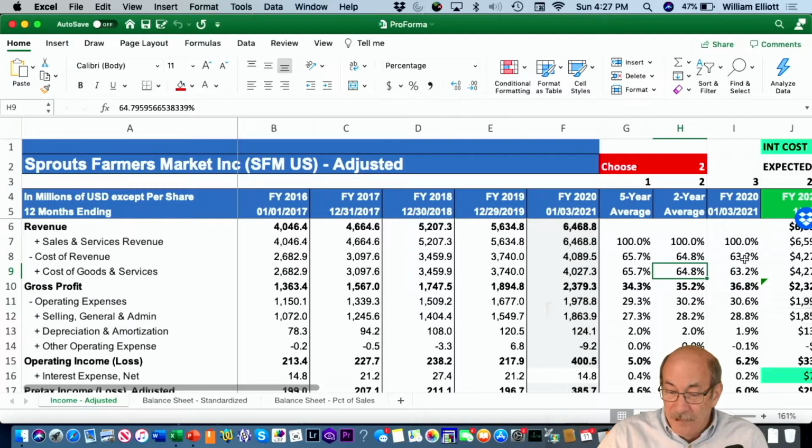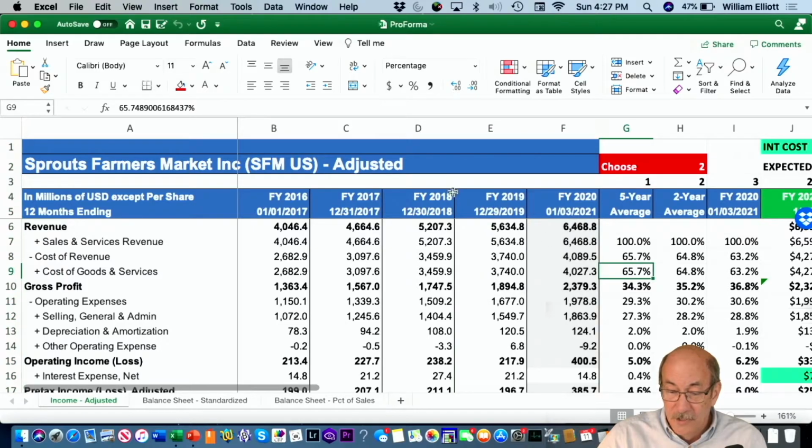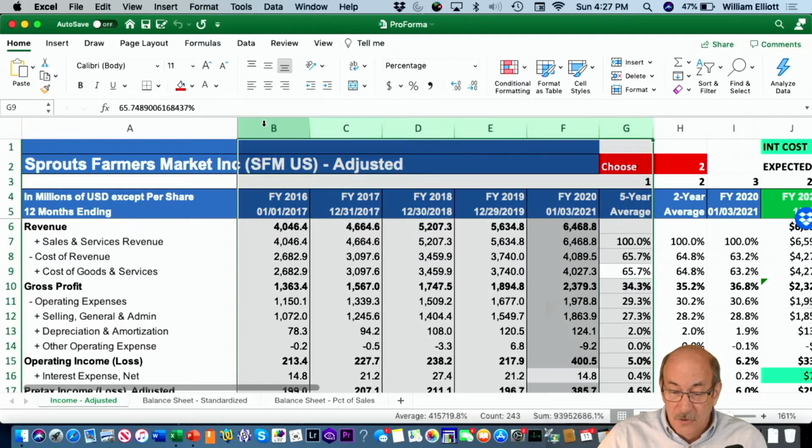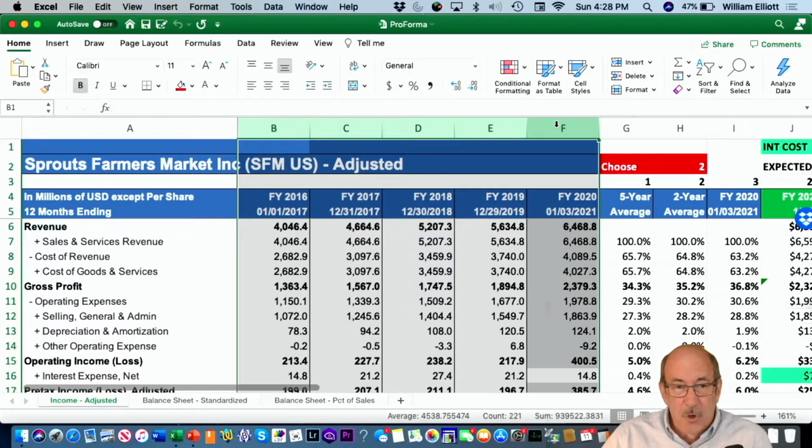I did an average for 2 years, so I averaged over 2019 as well as 2020. And then I also did a 5-year average. So I went all the way back to 2016, 17, 18, 19, and 20. I thought that'd give me a little bit more ability to play around with this.